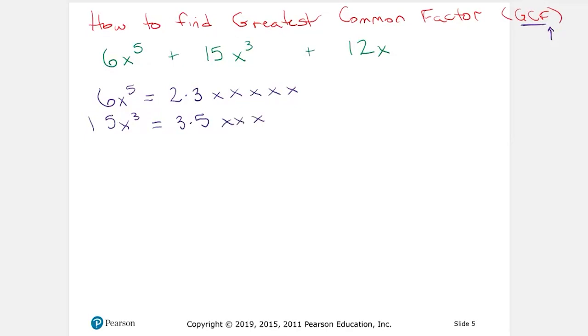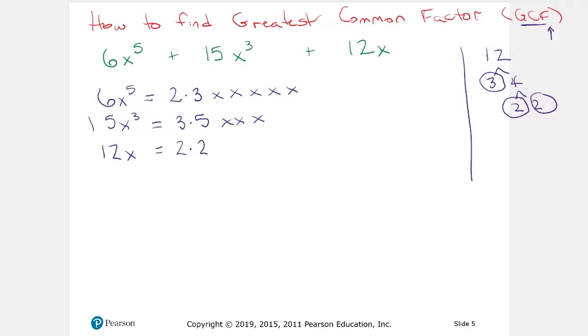And 12. Well, for this one, I'm going to show you how to do a factor tree because there's a couple more factors. So if I start with 12, I want two numbers that multiply together to give me 12. I can just say 3 and 4. I can say 2 and 6. It doesn't matter what I start with. It'll always come out the same in the end. And 3 is a prime number. And then we have 2 times 2. And those two are prime numbers. So now I know that 12x is equal to 2 times 2 times 3, and we only have 1 x.